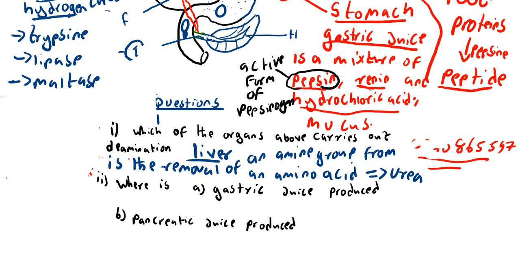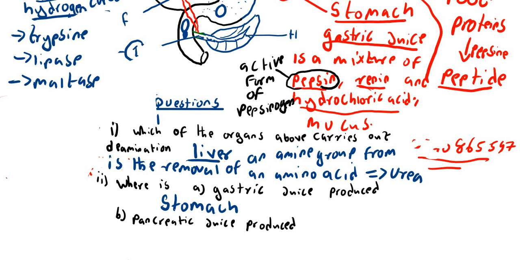So the process is pretty simple. Just know that when you remove the amino group, you produce what is known as ammonia. Then ammonia is the one that is now converted to urea at the end of the day, which is excreted by the kidneys. Then where is gastric juice produced? We have already established the fact that the gastric juice is produced in the stomach.